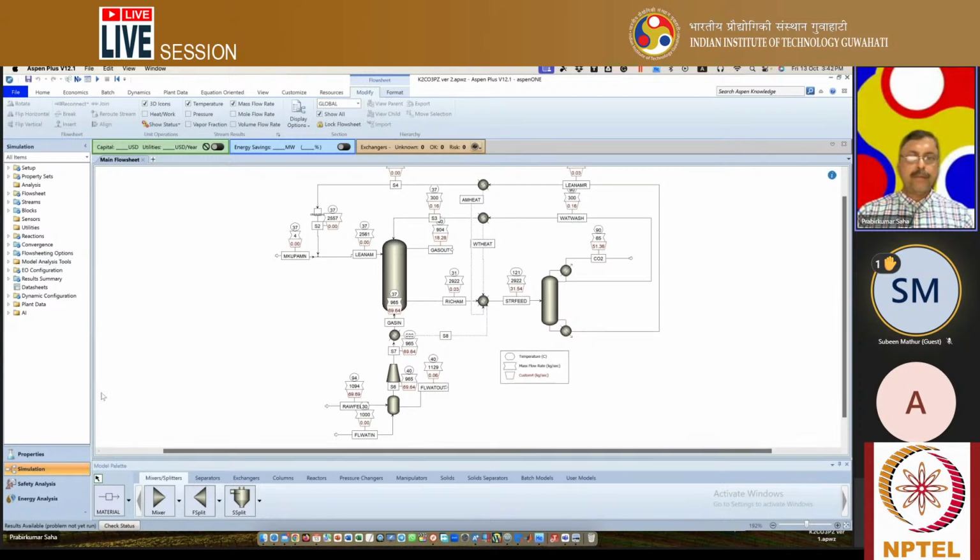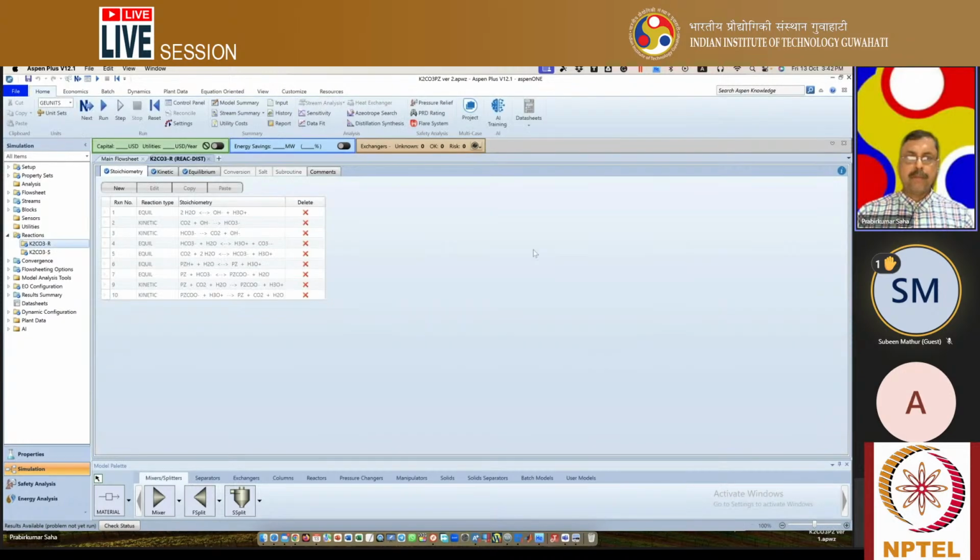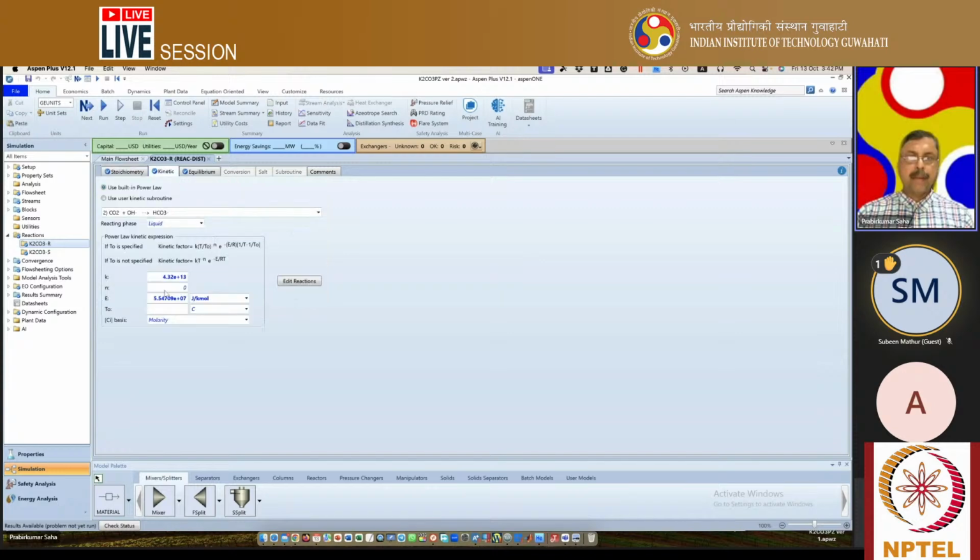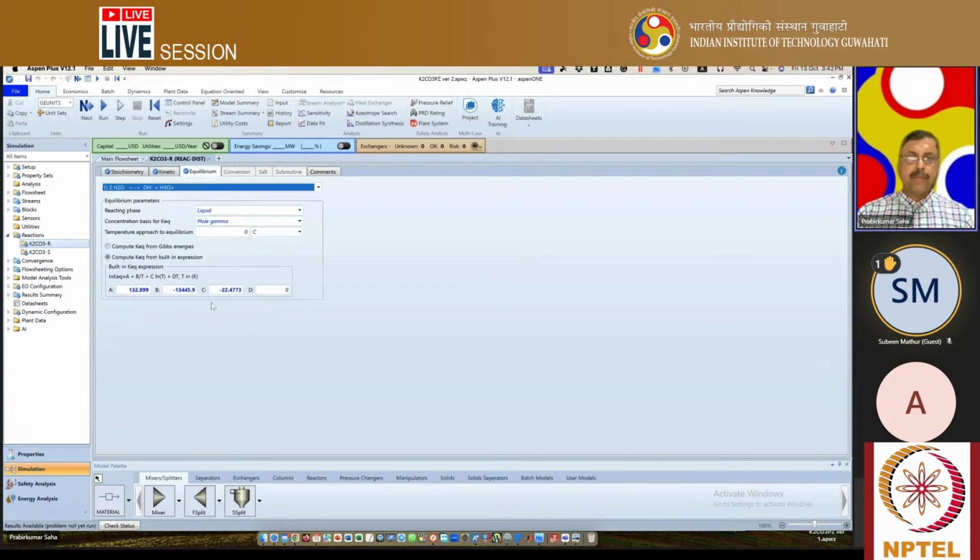So you can see that we have a set of reactions for K2CO3 piperazine that may react with CO2. Some of them are equilibrium reactions and some of them are kinetic equations. The kinetic equations have their kinetic parameters written, and the equilibrium reactions have their equilibrium parameters written.